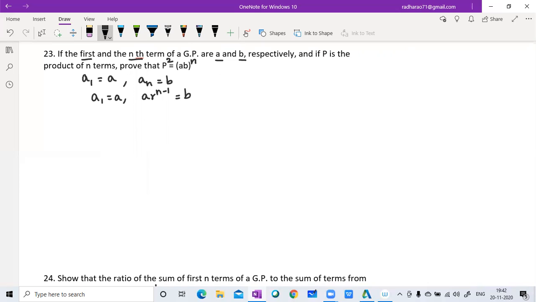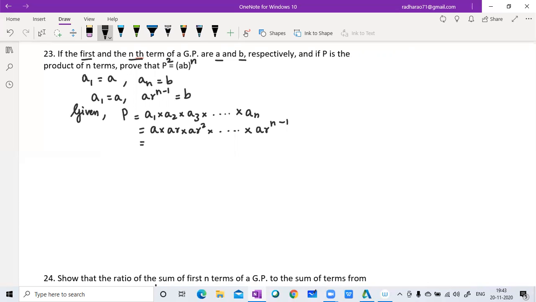P is the product of n terms. So what is given? P is the product of n terms. Product of n terms is A1 into A2 into A3, etc. up to AN. What is the first term? A. How do you write A2? That is AR. How do you write A3? AR squared, etc. up to AN. How do you write AN? AR power n minus 1.